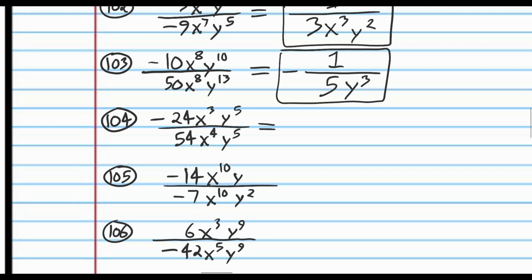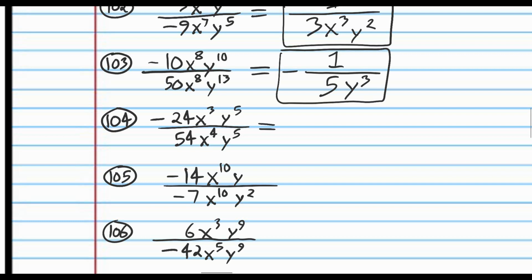All right, 104. Go ahead and attempt 104. The difference for these problems is that we're going to have some variables that are going to cancel out. That's pretty much the only difference for these problems. So go ahead and attempt 104, and when you come back, we'll do it together.